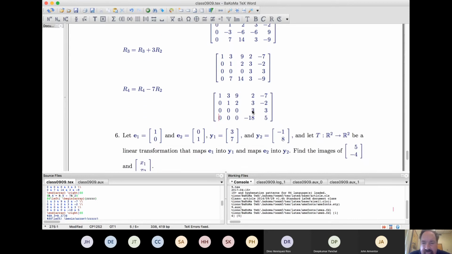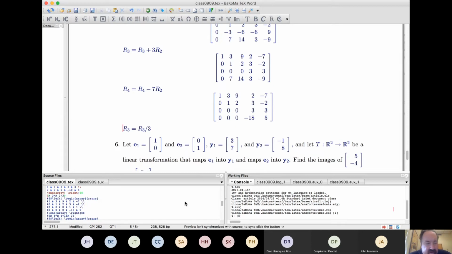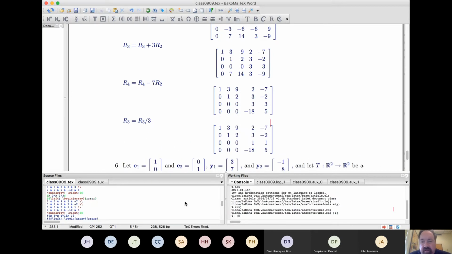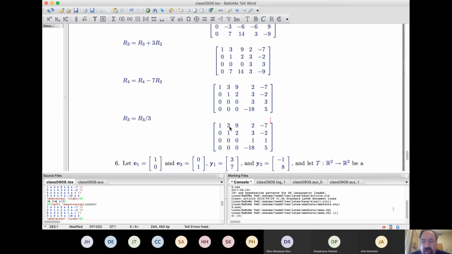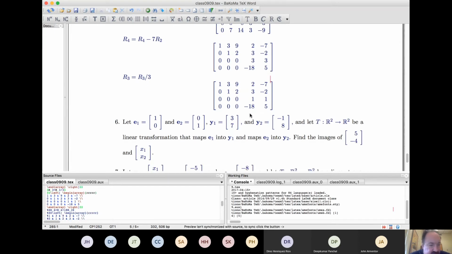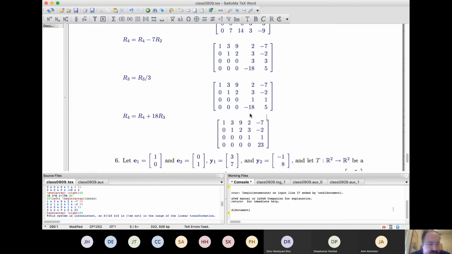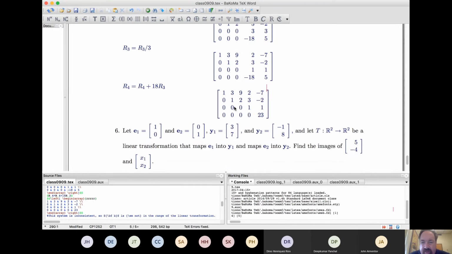Okay, and now we just have these last ones to work on. And then actually, I'll go ahead and divide that third row by 3, just to make that 1, 1. And then I just need to work on this row and add 18 times the third row to the fourth row. And then we're done. So the matrix is finally in echelon form. But here's the problem.